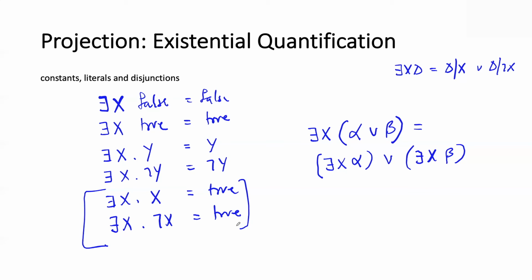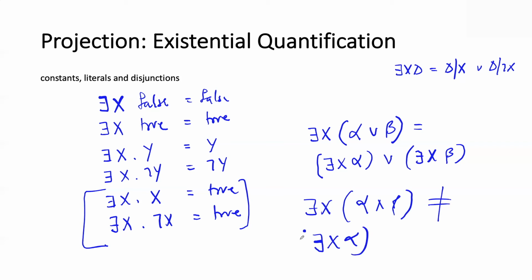But of course, our circuits have AND gates. And in general, there exists X out of alpha and beta is not equal to there exists X out of alpha and there exists X out of beta. This is not true in general, but as you're guessing, we don't have arbitrary conjunctions in this case. We have the fact that alpha and beta do not share variables. And in that particular case, this ends up being true.